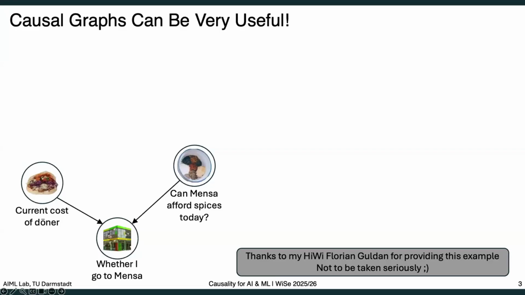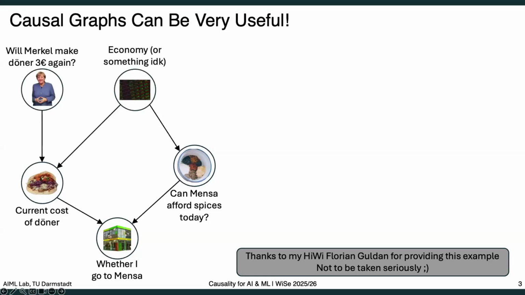To be a bit more detailed and get more information, we can also go a bit further than that and look at the current policy situation. For example, will Merkel make döner for three euros again? Because in that case, the current cost of döner will probably be much cheaper.